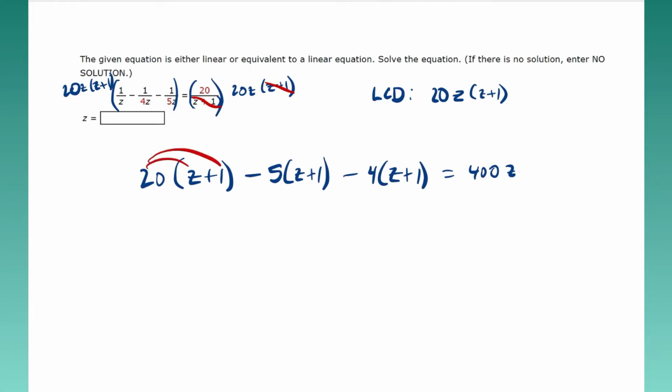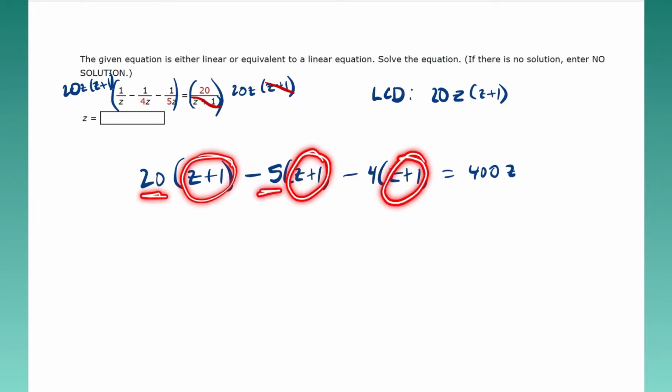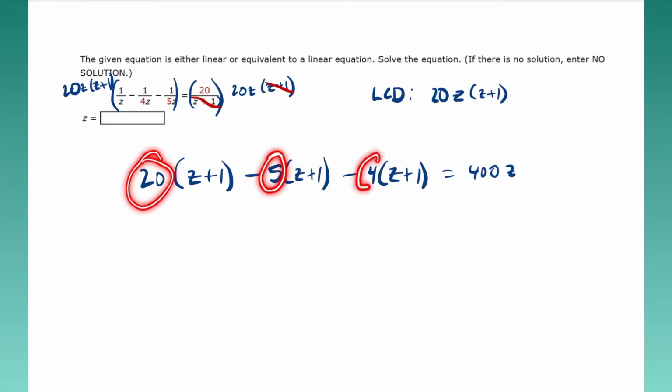All right, so we get 20z. You could distribute. I actually have a faster way to do this. Instead of distributing, you could, if you'd like, combine like terms. Since the z's are the same, all you have to do is combine the coefficients. So 20 take away 5 take away 4 is 11z plus 1.